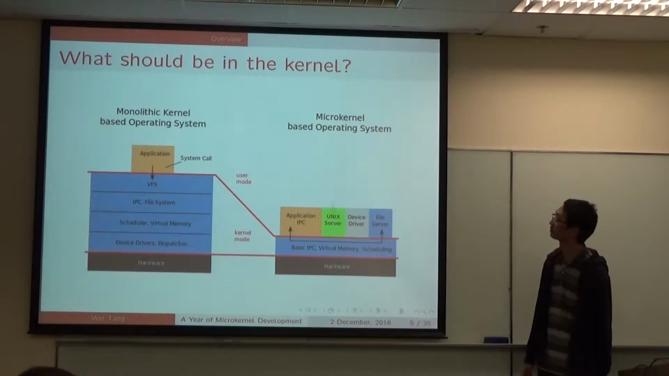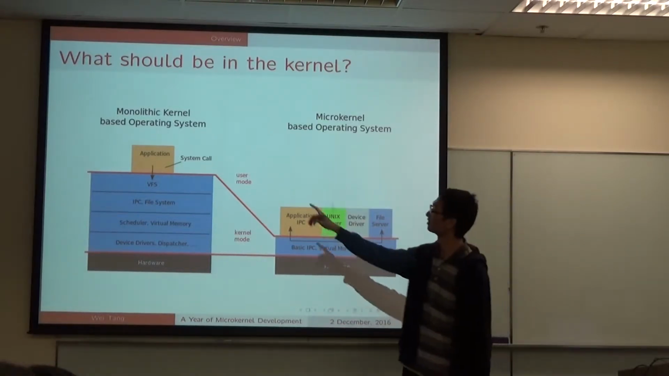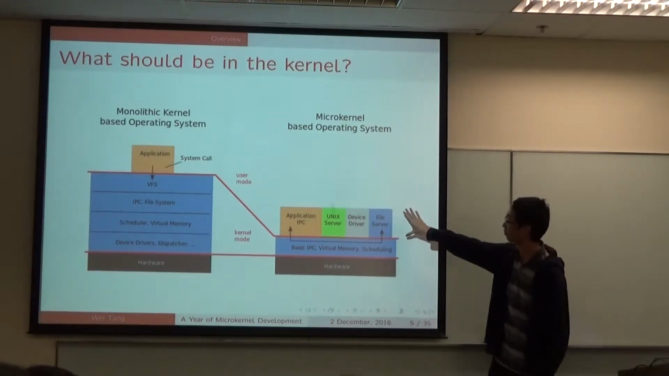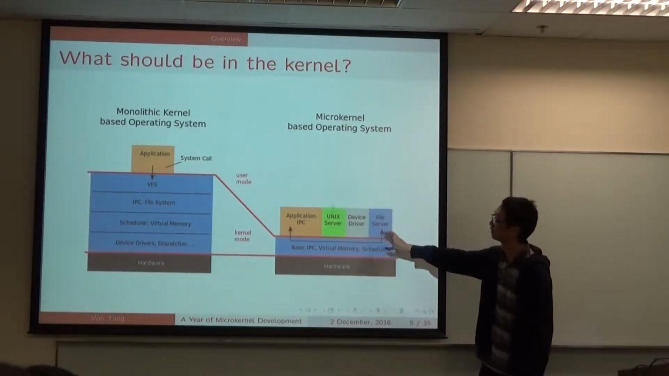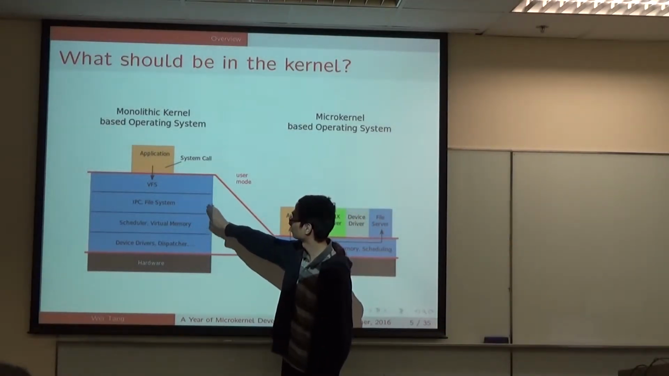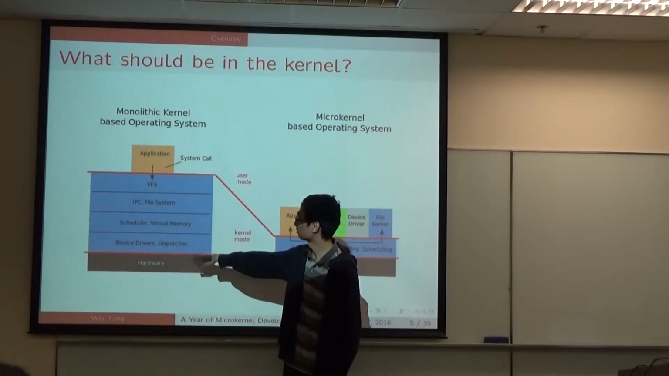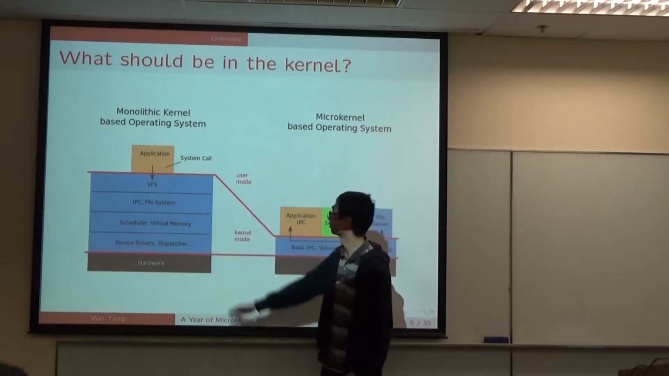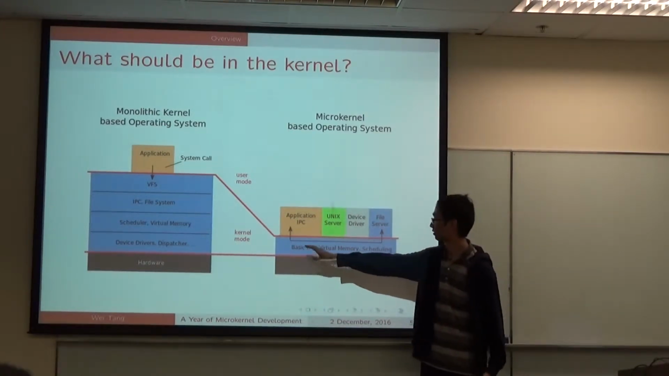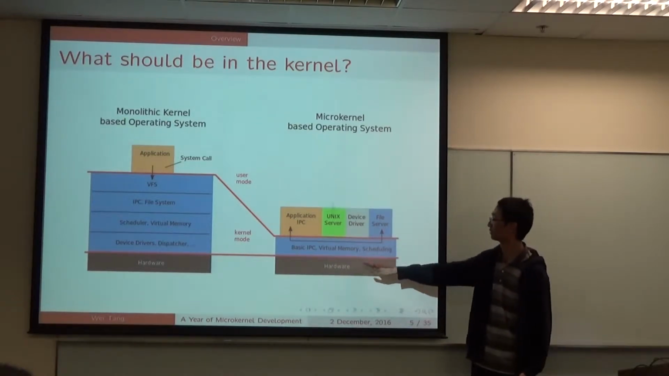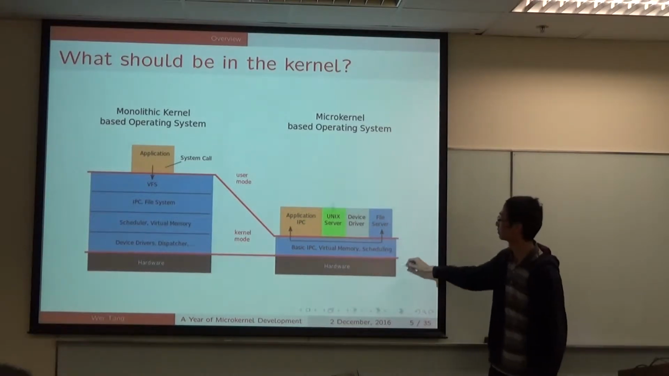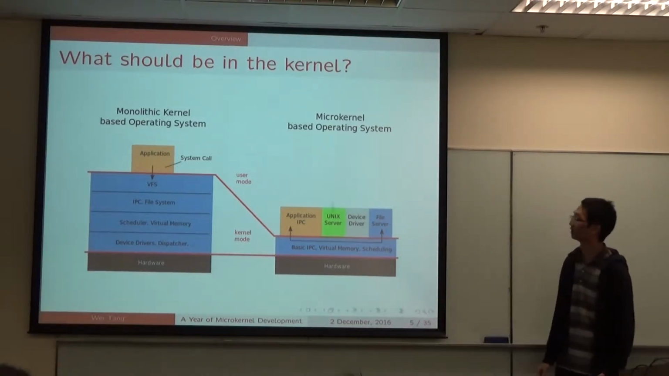Comparing microkernels with monolithic kernels, we want to make more things run in user space. In the monolithic kernel, we run the file system, the scheduler, virtual memory and device drivers, all in kernel mode. But in a microkernel, we want to only have some basic IPC, scheduling and memory management, and we want to move the device drivers and file systems into user space.